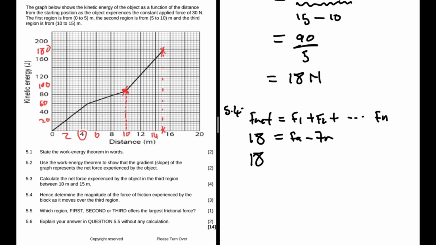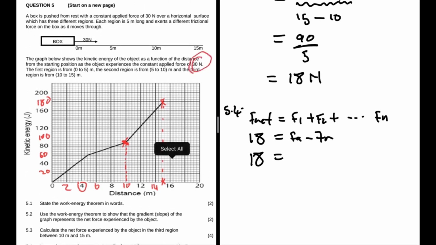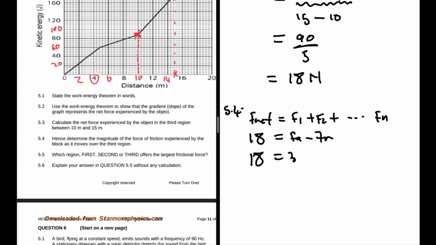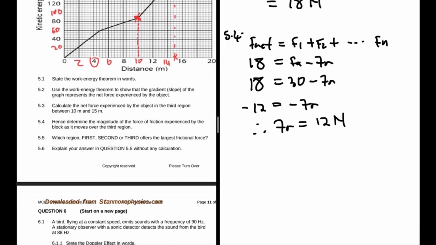So we're going to have 18 being equals to what's F applied? We are told that F applied is 30 Newton. So we have 18 equals to 30 minus Fr. So if we take 30 to the other side, we get minus 12 is equals to minus friction. So this will give us a frictional value of 12 Newton. Then that's 5.4.